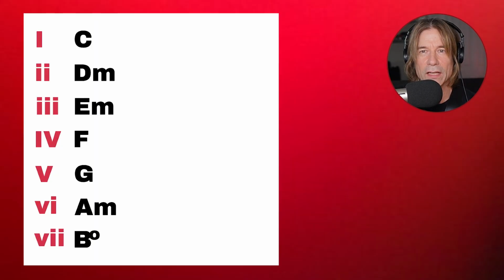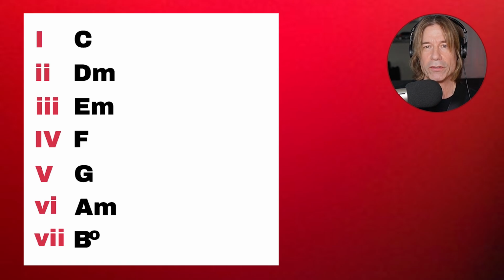Here's the C major scale. Forget about the chord names, but we have the notes C, D, E, F, G, A, and B. There's no sharps, no flats. It just is what it is right there. So those notes make up the C major scale, and they also make up 7 chords, as you could see. The C is the 1 chord. D minor is the 2 chord.